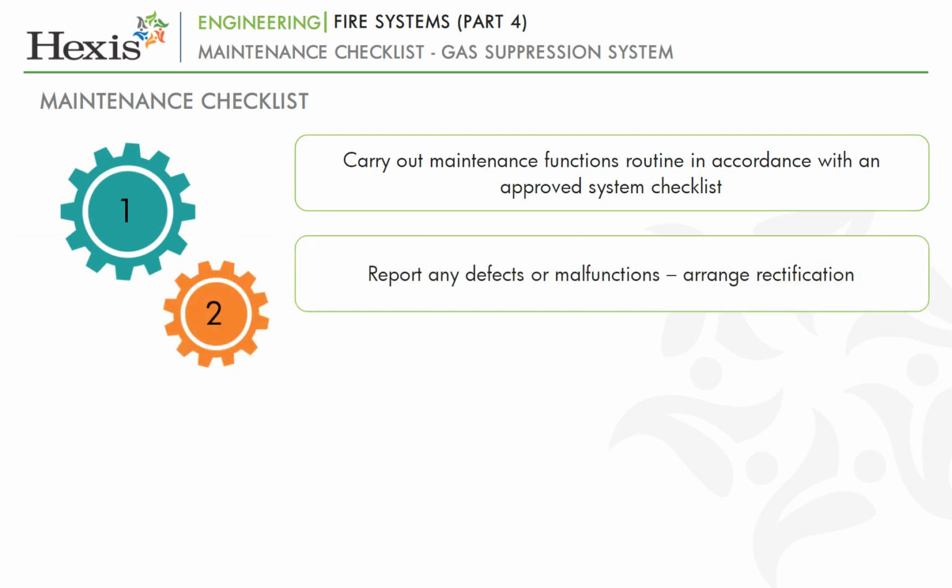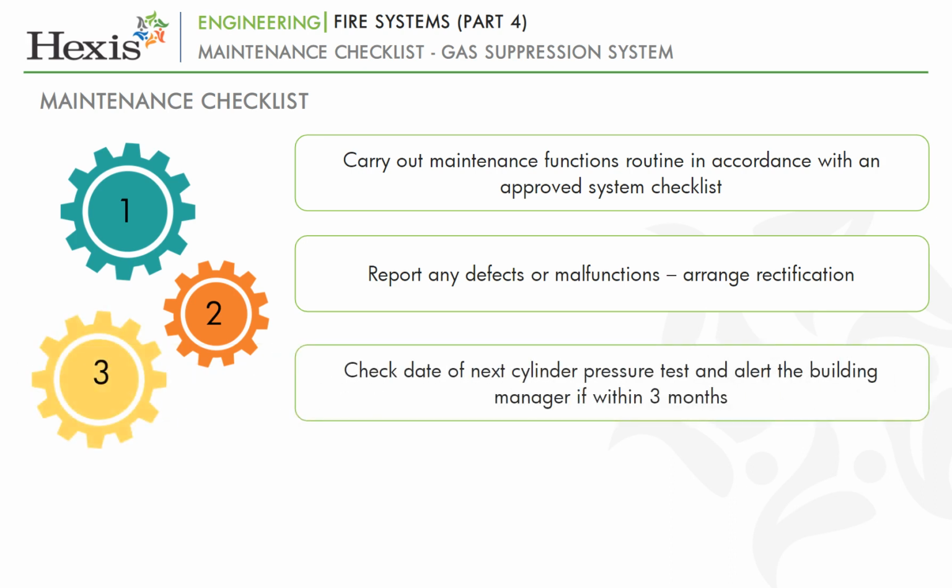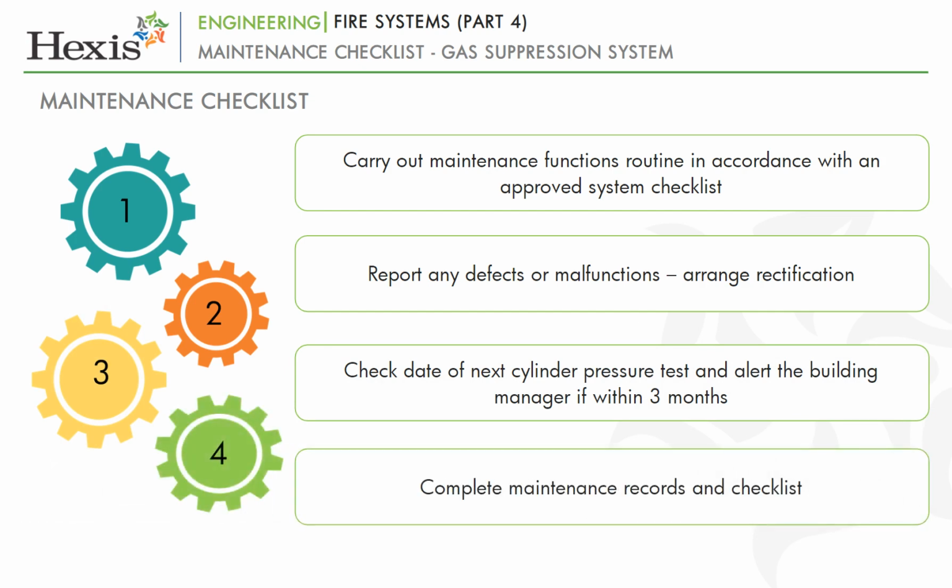Report any defects or malfunctions, and arrange rectification. Check date of next cylinder pressure test and alert the building manager if within 3 months. Complete maintenance records and checklist.